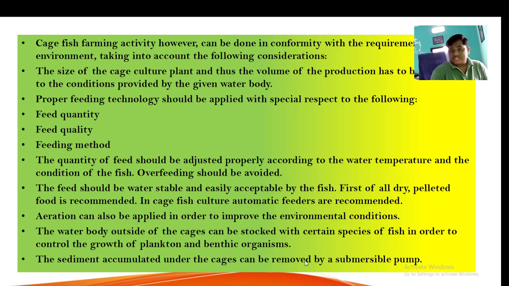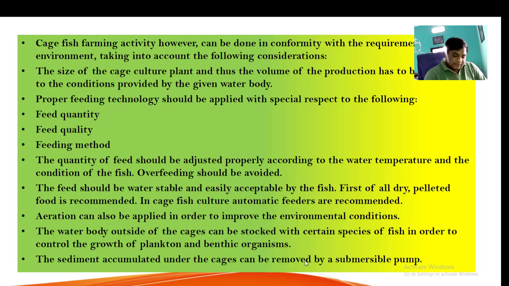Cage farming activity, however, can be done in conformity with the requirements of the environment, taking into account the following considerations. Number one, the size of the cage culture plant, and thus the volume of production, has to be adjusted to the conditions provided by the given water body. And proper feeding technology should be applied, with special respect to the following.